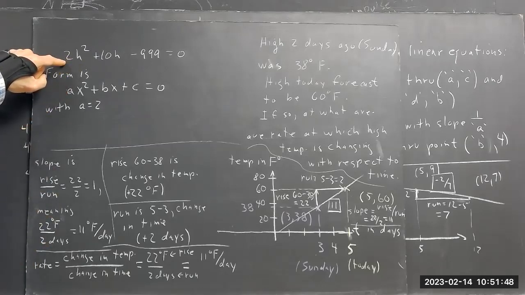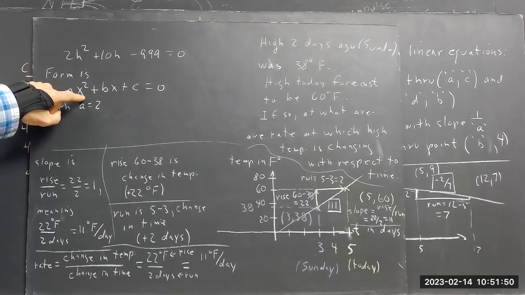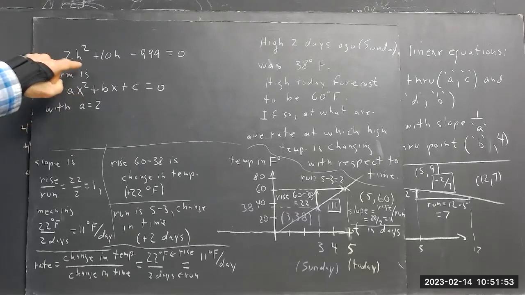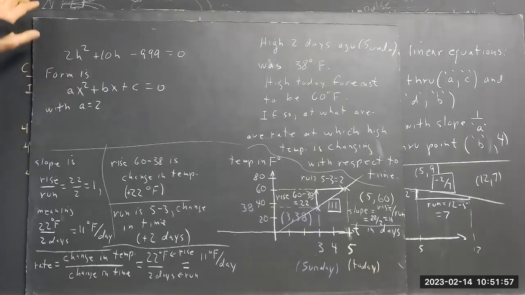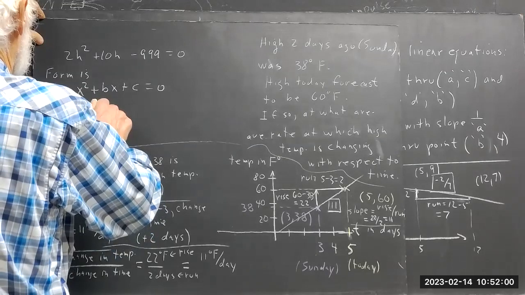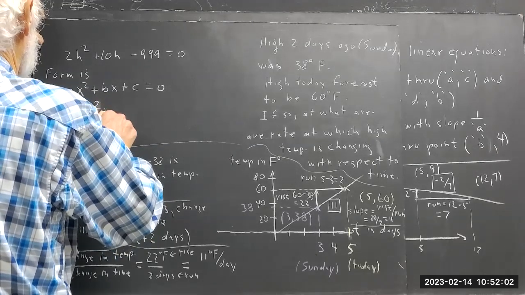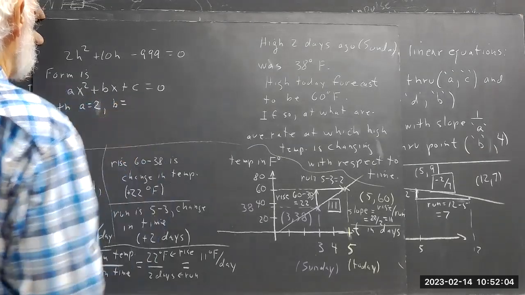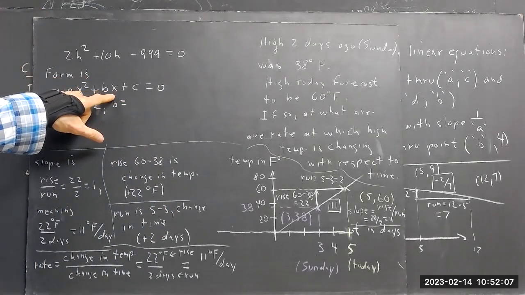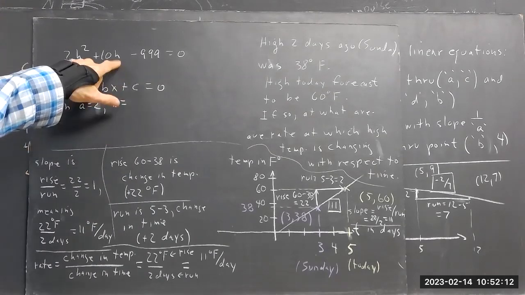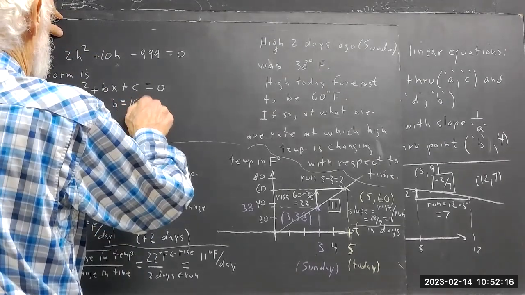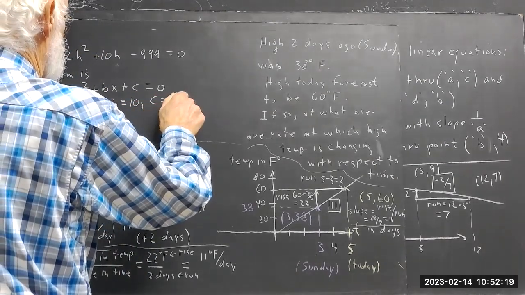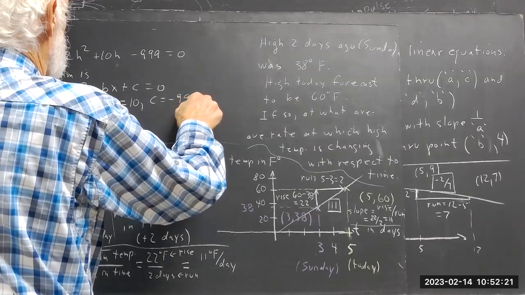The number in front of the square is a, because a goes in front of x squared, right? And 2 goes in front of h squared. So the number in front of the squared term is 2. b is the number in front of the unsquared term, the x term. Here it's h, but for the first power. Okay, b is 10. And c is the number left over.